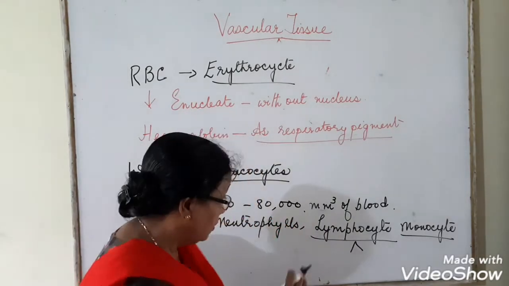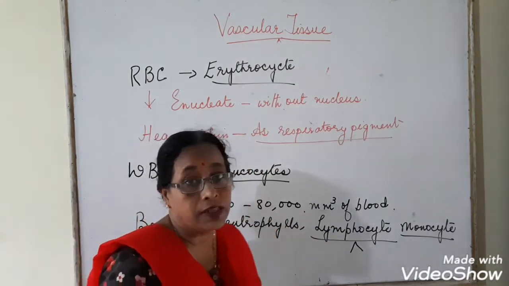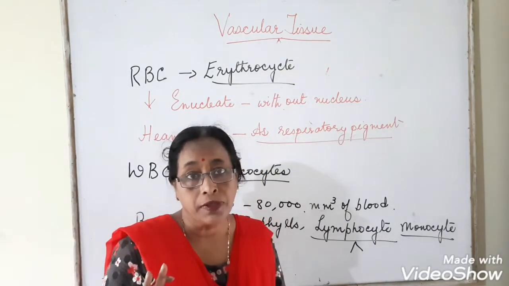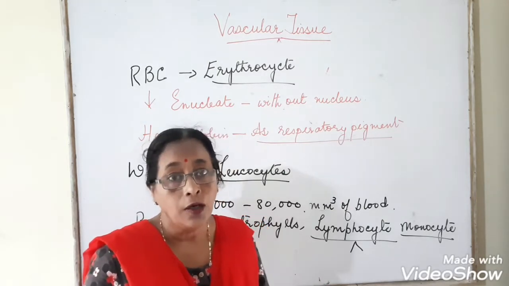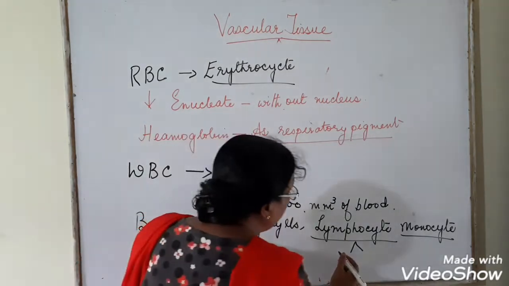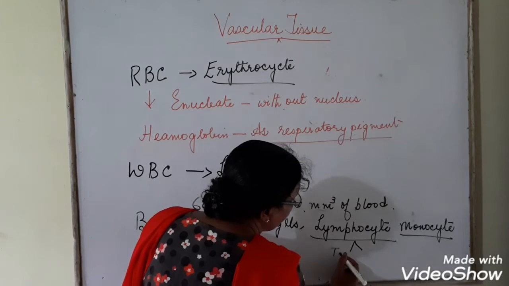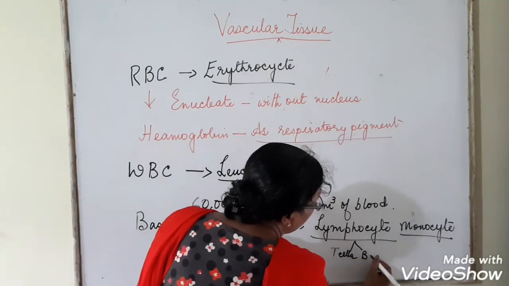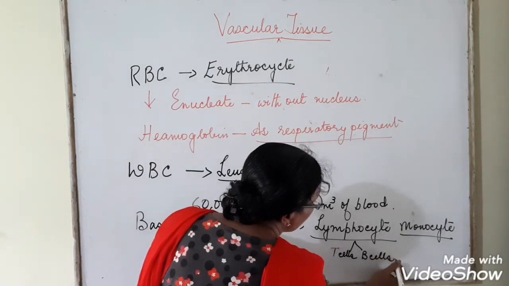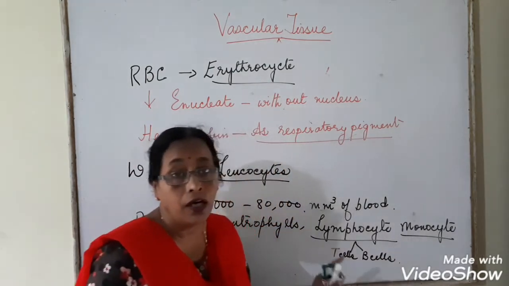Now let me explain the lymphocytes. The lymphocytes are of two types. They are actually the cells which form the immune system of the body. So they are the T cells and the B cells. They form the immune cells or the immune system of our body.